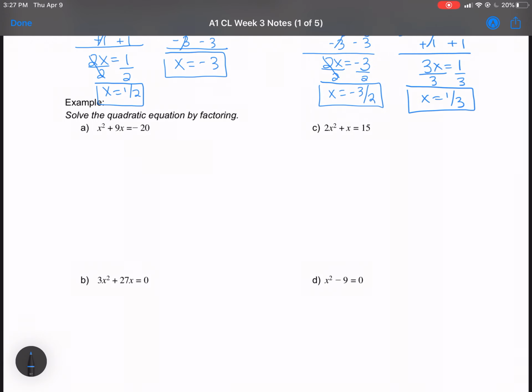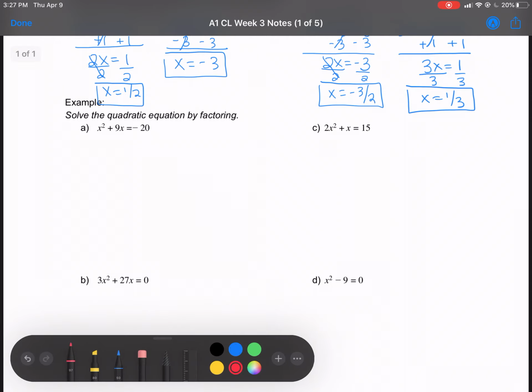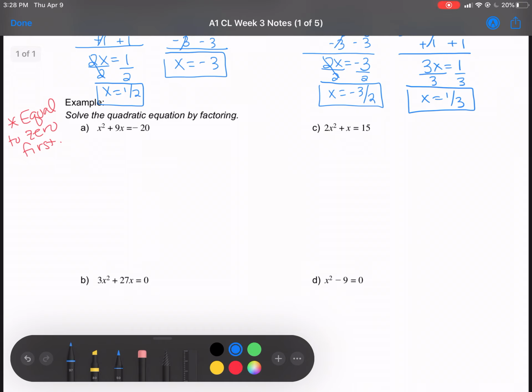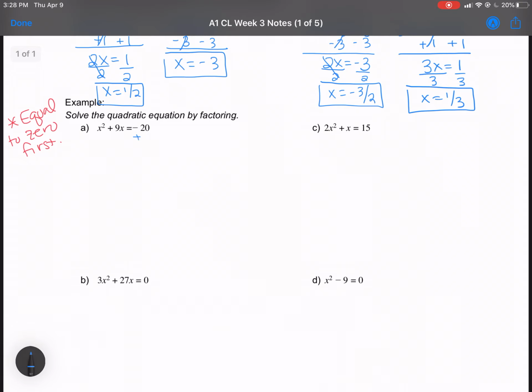So looking at the first example, solve the quadratic equation by factoring. On A, we have x squared plus 9x equals -20. So the key thing with this is we always want to be equal to 0 first. Okay, we want to be equal to 0 first. So on this example, we need to add 20 to both sides. So now we have x squared plus 9x plus 20 equals 0.